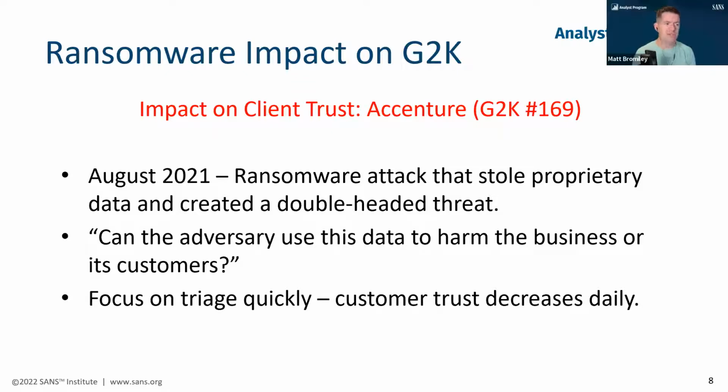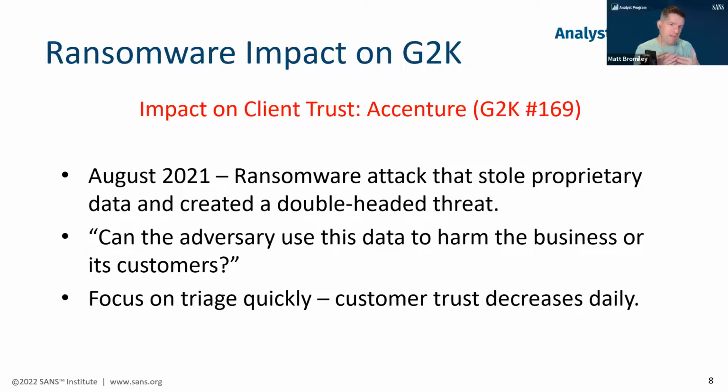Client trust is the first one I picked up on. And this involved the ransomware attack on Accenture. Again, publicly known, well done, in August 2021. A ransomware attack that stole proprietary data and, in my opinion, created a double-headed threat. First off, the company itself has to recover from this incident. That is just incident response 101. We've been breached. Someone found a way in. We've got to detect, identify, contain, remediate, and so forth. They've got to move on.